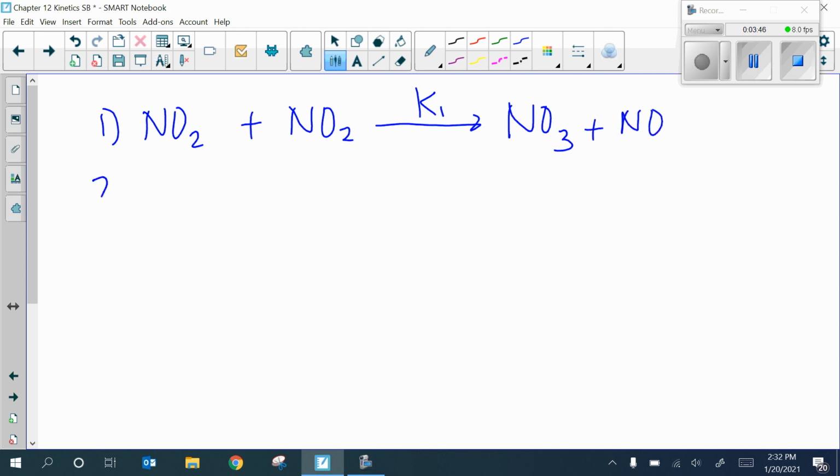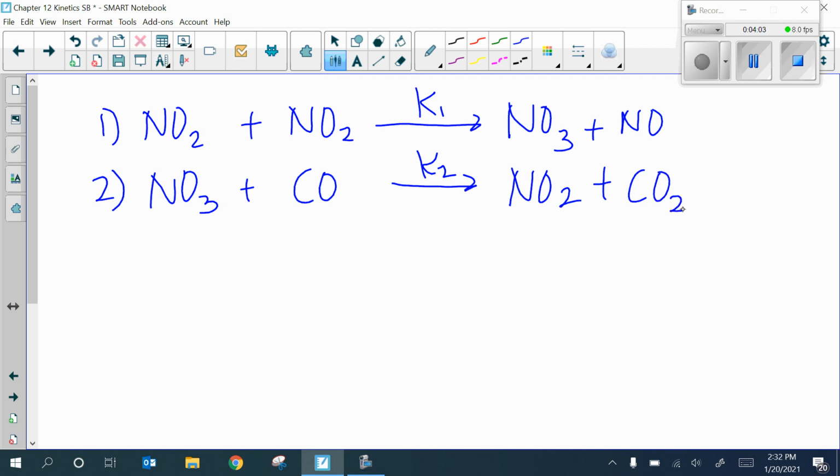Then I'm going to have experiment number 2, and I'm going to have nitrogen trioxide added to carbon monoxide. It's going to have its own rate, so we put that as K2, forming these products.